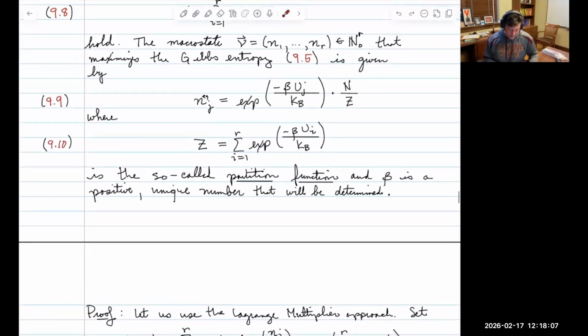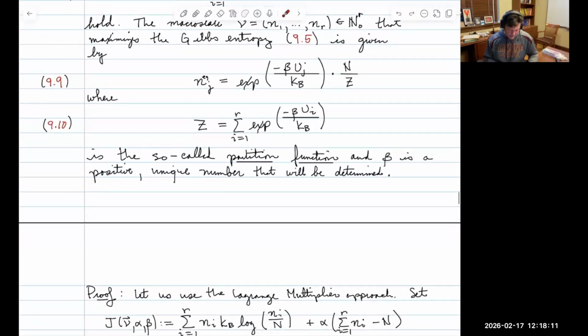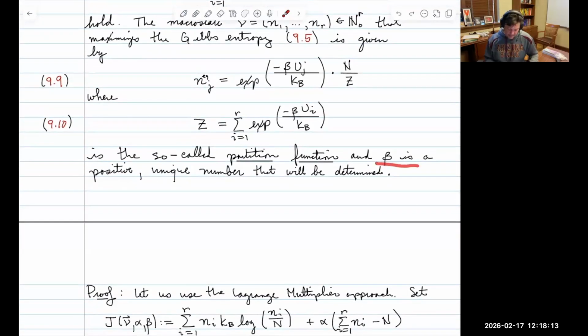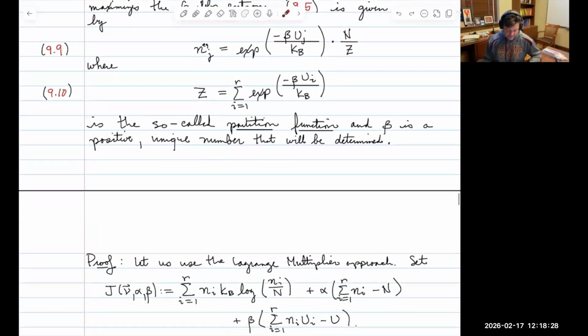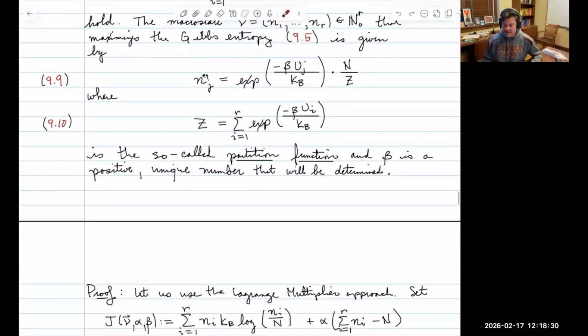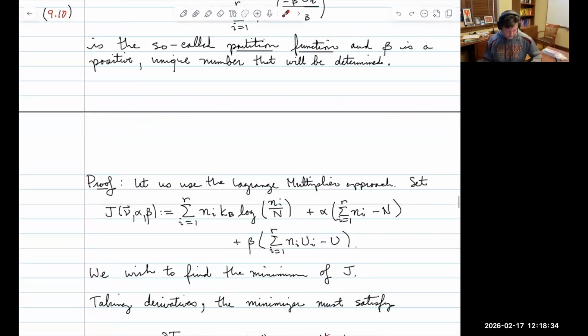All right, so the equilibrium state is characterized by that, where beta is a positive unique number that's going to be determined. It's kind of a mystery number, but to give away the mystery, beta is going to be exactly equal to 1 over the temperature. So it's going to be related to the temperature. And where does beta come from? It comes from a Lagrange multiplier, a constraint, which we're going to see in a second.